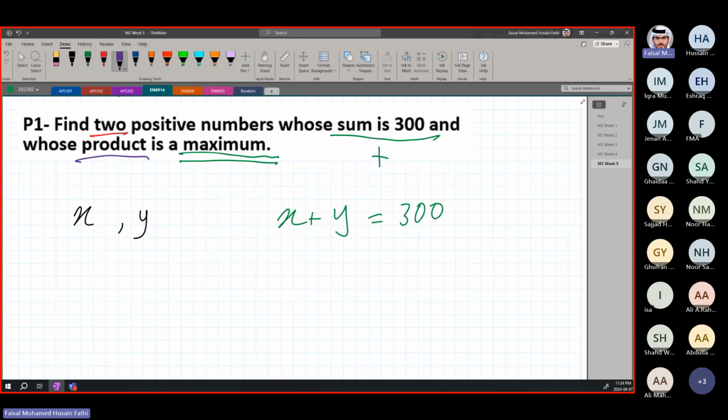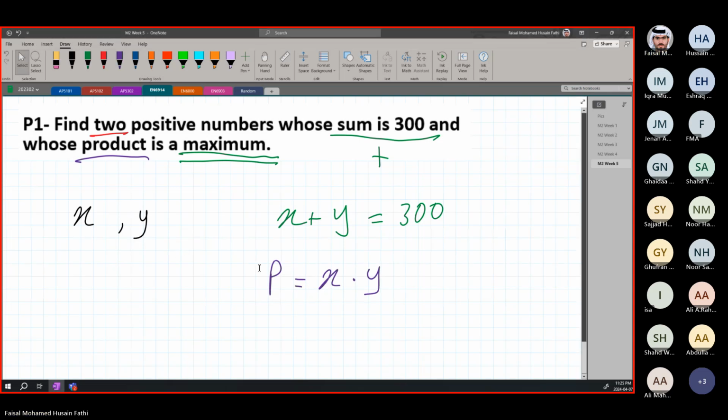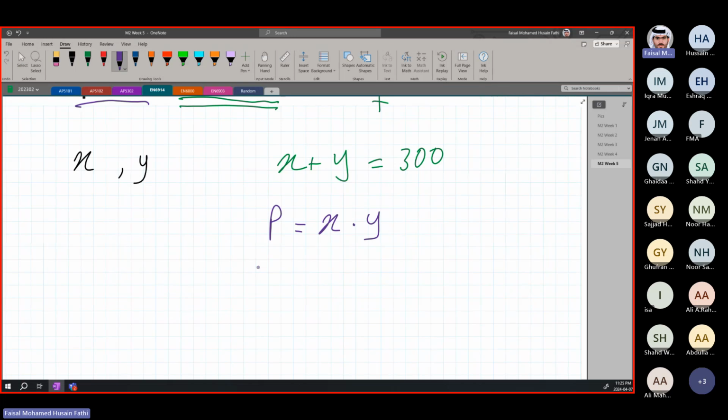Okay, so the product is a maximum. Let's call it P, which is equal to X times Y. Nice. So the way this will be done is, first we substitute for Y. We have two equations, right? So here we will solve for Y. Solving for this equation, Y is equal to 300 minus X.